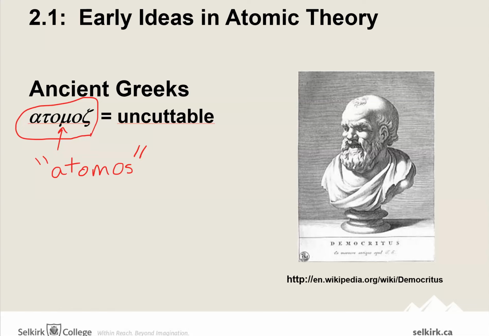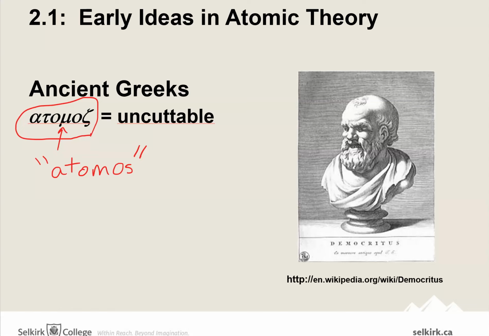Democritus thought about cutting a piece of gold in half. That was still gold. Cut it in half again, still gold. In half again, still gold. But he thought that eventually you would get a piece so small that you could not cut it in half and still have it be gold. And that smallest uncuttable part he called atomos.